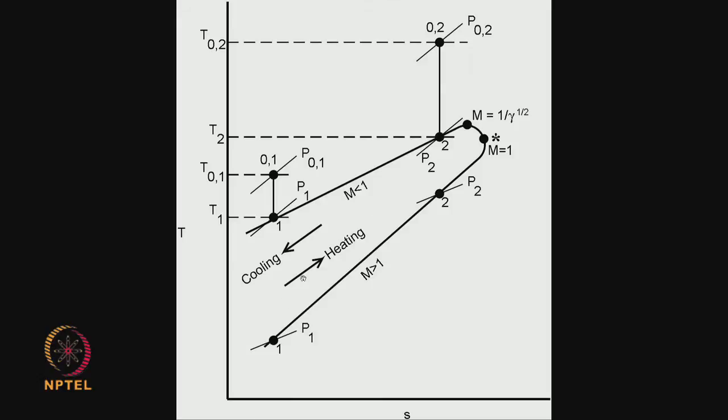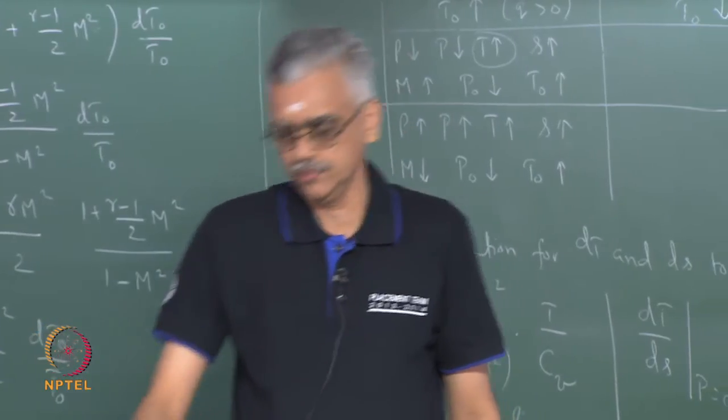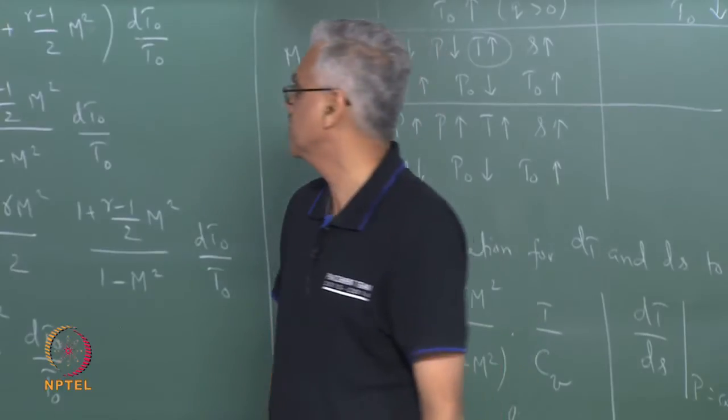Okay. So most of the inferences that we have drawn here and in the table are now available here. You see that in the supersonic case, because of the slope, P2 is greater than P1. Whereas in the subsonic case, because the Rayleigh line is less steep than the isobar here, P2 is going to be less than P1. In both cases, T2 is greater than T1. So the diagram actually captures all the information that we have put down here.